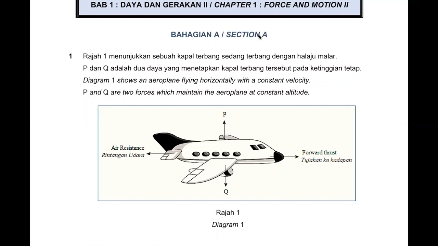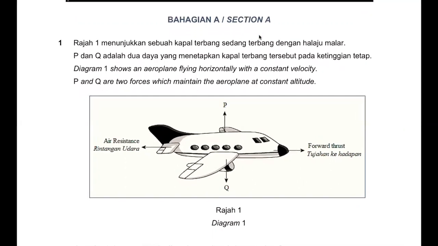So as always, when you want to answer the question, you have to underline or highlight the important points to help you answer the questions. In this question, the keywords are flying horizontally with a constant velocity, and P and Q are two forces which maintain the aeroplane at constant altitude.